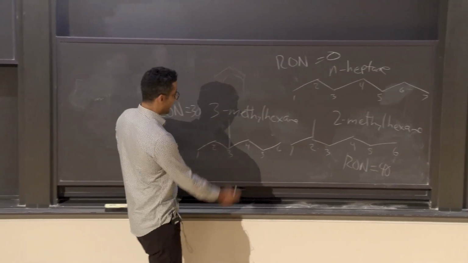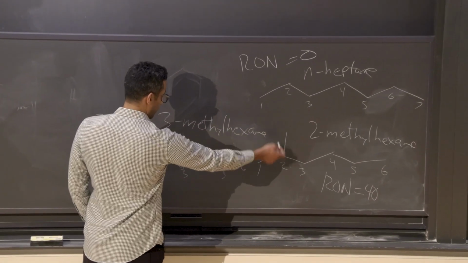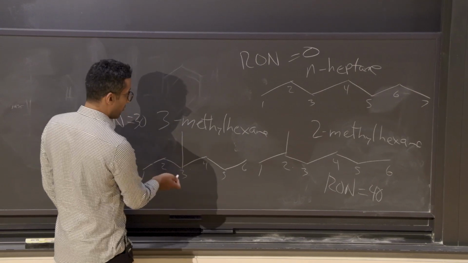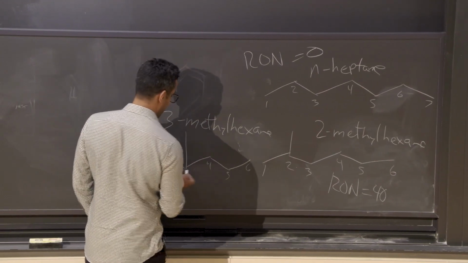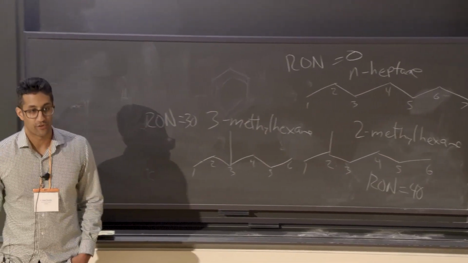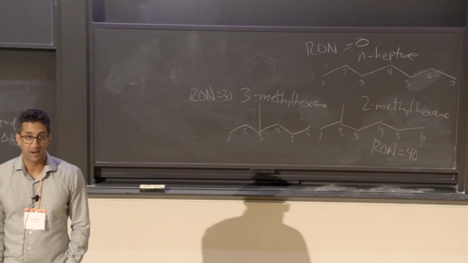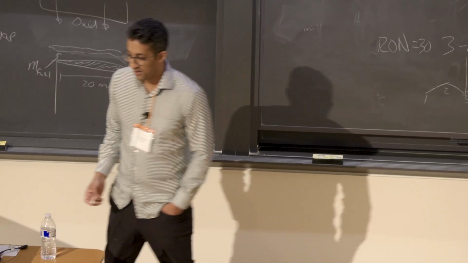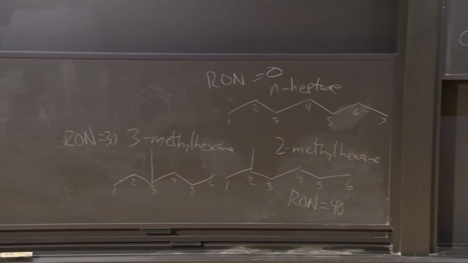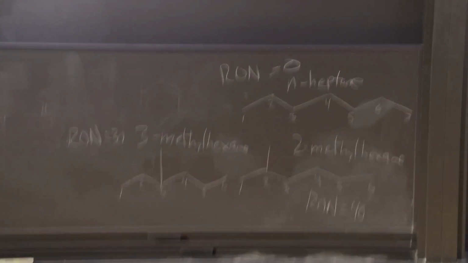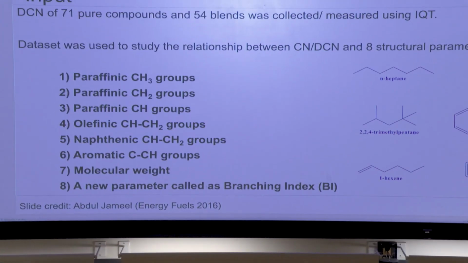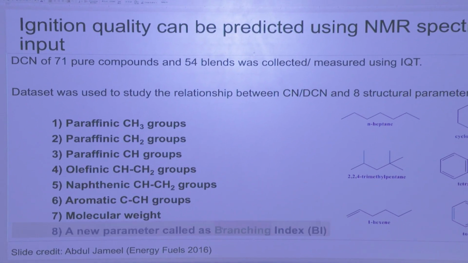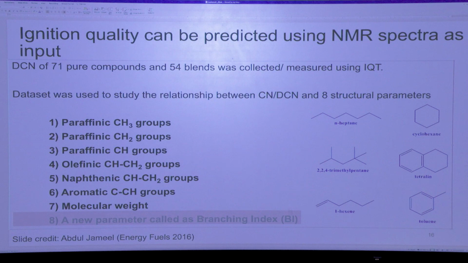Because if you take this methyl branch, it's 1 functional group. All you do is move it over 1 position from 2 to 3, and the octane number changes. So the kinetic phenomena is governed by the location of the branches as well. So that made it a bit more complicated. Okay? But you can determine locations of branches as well using NMR. And we have algorithms to do this now. So we call this 8th term a branching index.